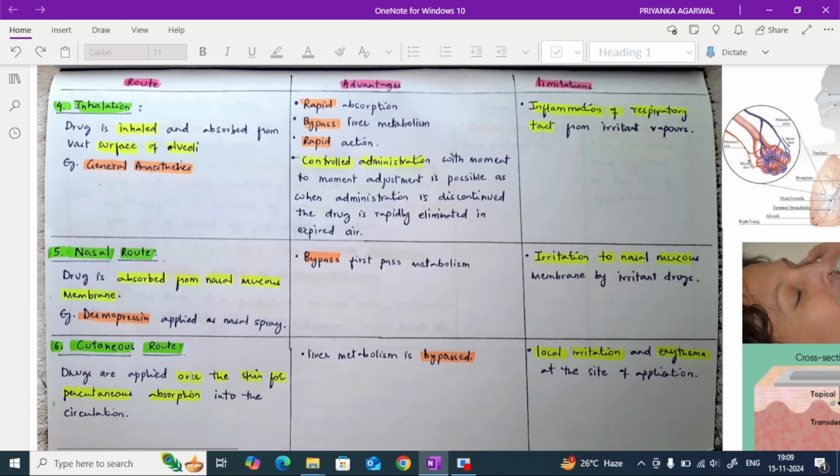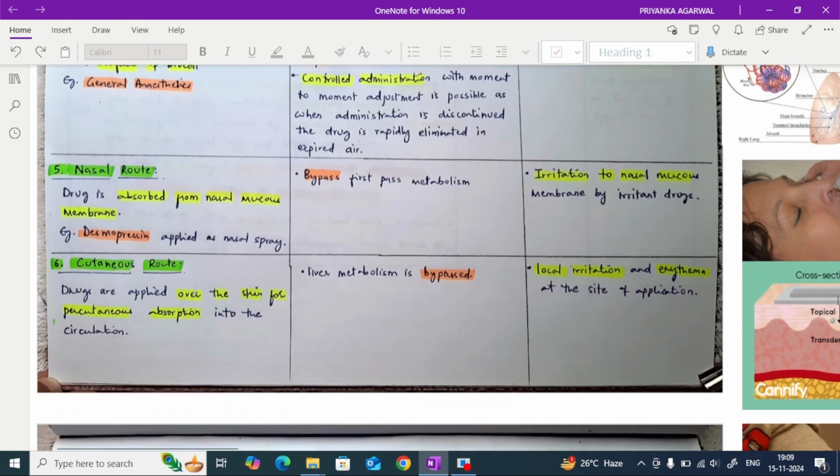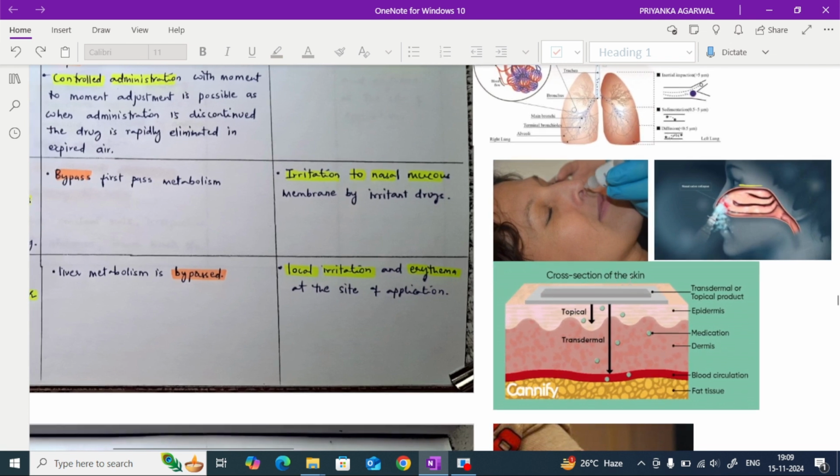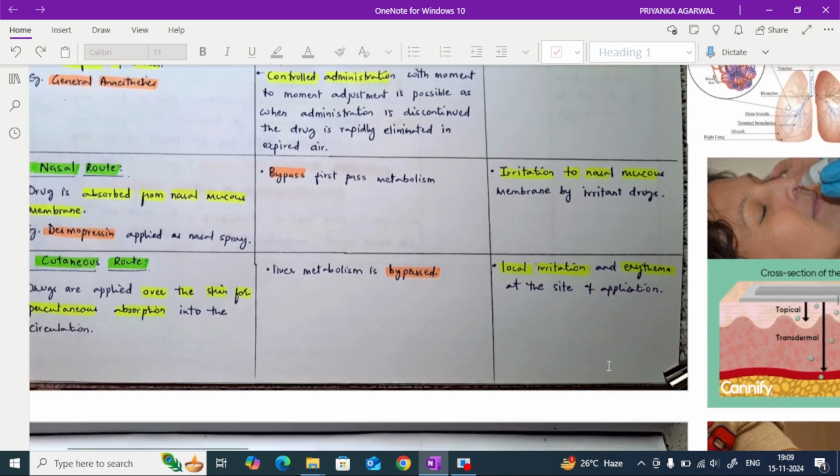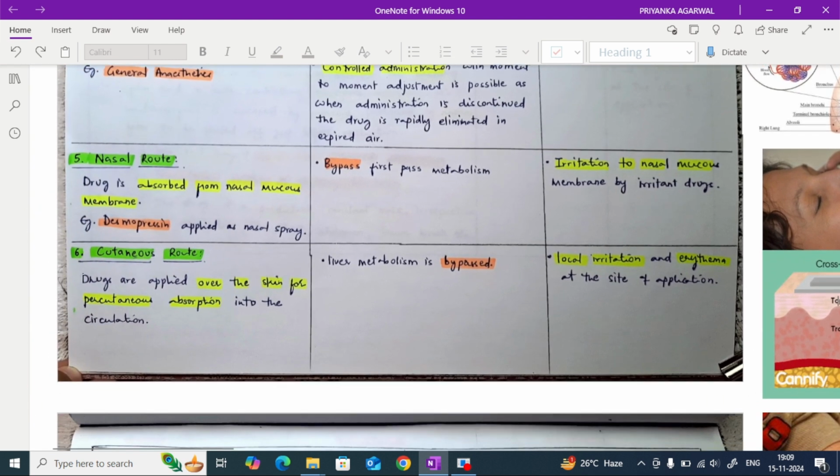Now coming to cutaneous route. So what do you mean by cutaneous route? So here the drug is applied on the skin. Okay, so like this, the drug is applied on the skin, and it is absorbed into the bloodstream from this skin. Okay, so that makes up the systemic route for this cutaneous route here.